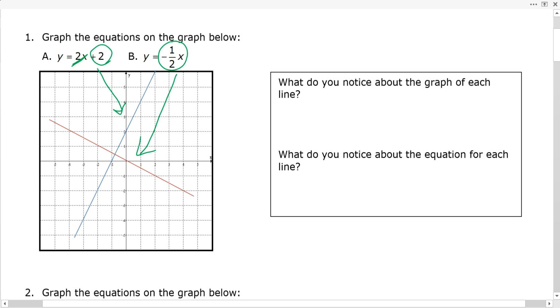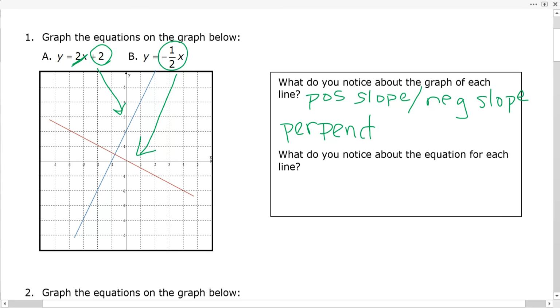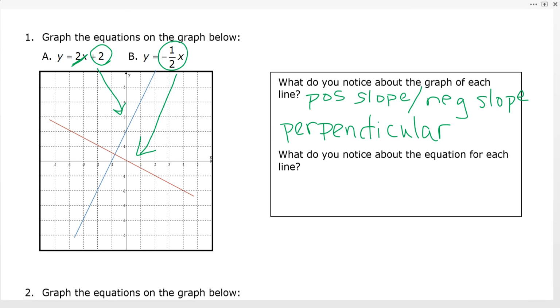So what do you notice about the lines? There's a positive slope and a negative slope. They're really close to perpendicular, if they're not. What else? I guess it's probably a right angle where they cross.